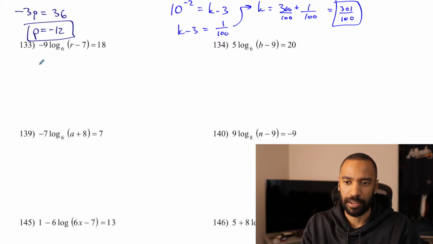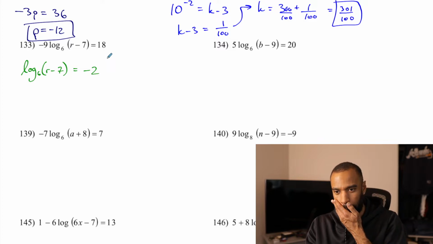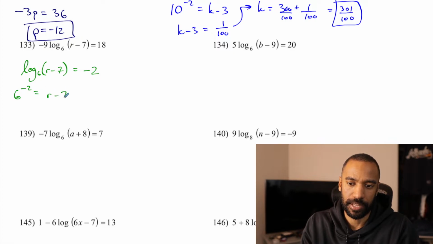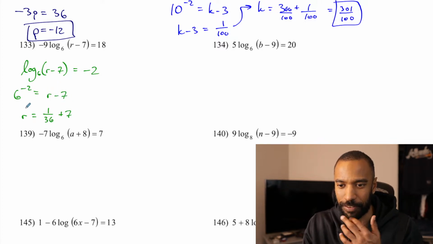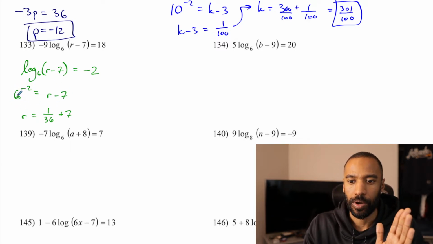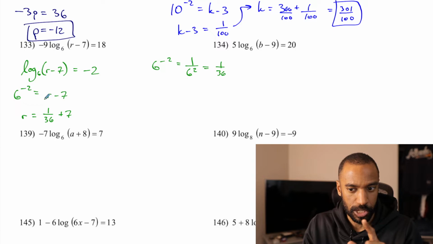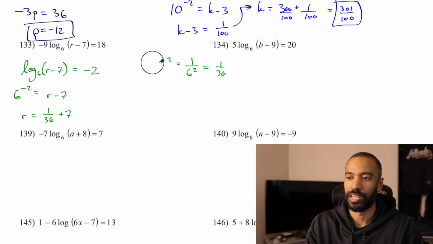So divide both sides by negative 9 here. You'll get log base 6 of r minus 7 equals negative 2. 6 to the negative second power equals r minus 7. If you add 7 to both sides, r will equal 1 over 36 plus 7. Mr. Robinson, where did you just write all that stuff from? That looks way different from here to here. Well, 6 to the negative second is 1 over 6 squared, which is 1 over 36. I flip-flopped these to put the r on this side because I like to do that, and I added 7 to both sides. So 1 over 36 plus 7.